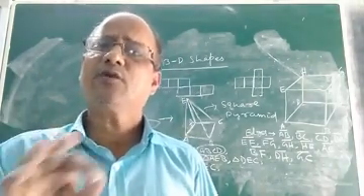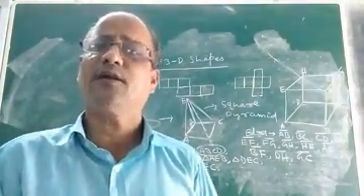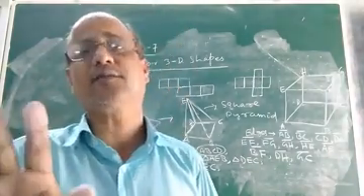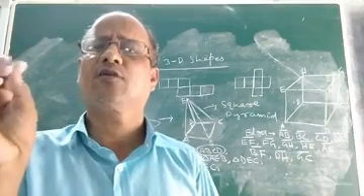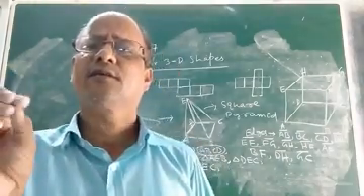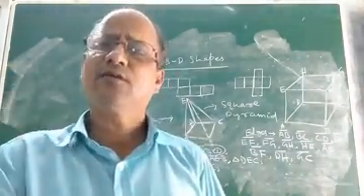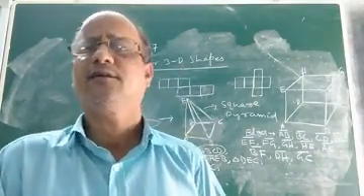So with this we completed the chapter visualizing solid and we have also completed the chapter symmetry. Now only a few more chapters are left in your class 7 book as per the CBSE syllabus. We shall discuss whatever chapters are left in the next class.